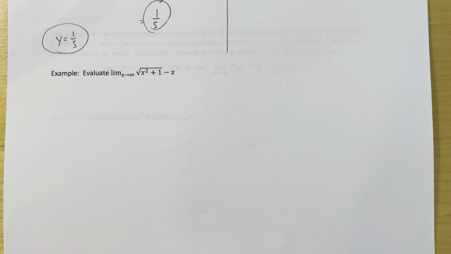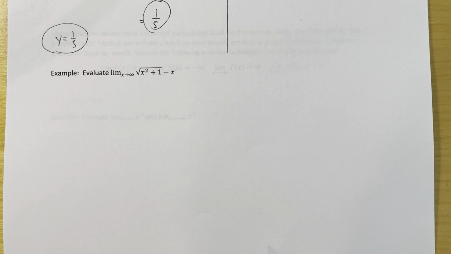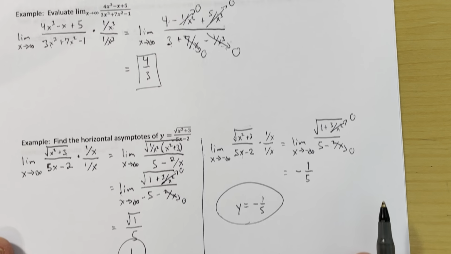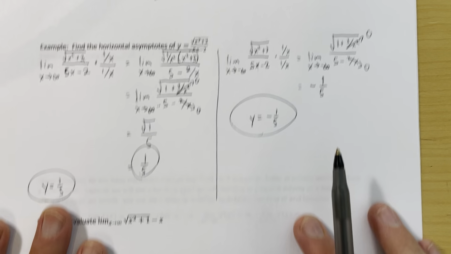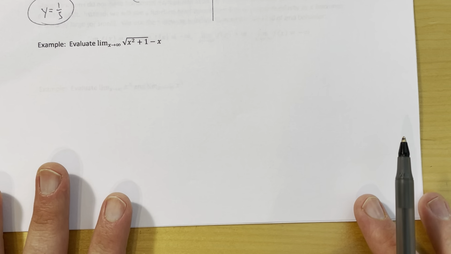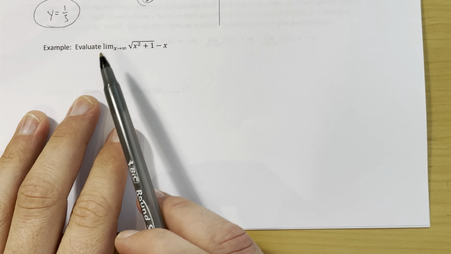Okay, so still in section 2.6 here, we're going to do another example of a limit as x approaches infinity. This one looks a little bit different. The previous two examples that we did involved quotients, functions that were defined as quotients. This one is not a quotient, but if you try to think about it intuitively, it's a little hard to see what is going on here. So think about it this way.